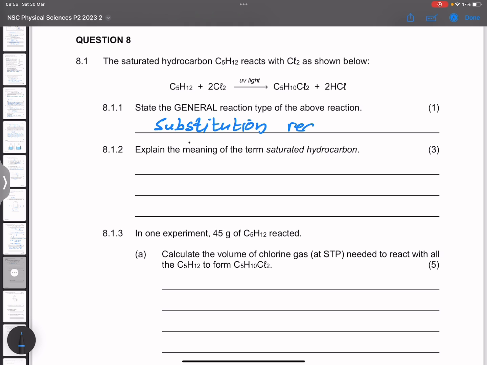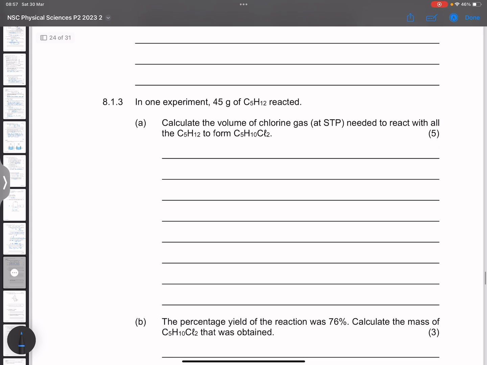All right, the next question. They say explain the meaning of the term saturated hydrocarbon. So what do we mean when we say that it's saturated? It means that all adjacent carbon atoms contain single bonds. Or you can say it is a compound with carbon atoms with a maximum number of hydrogens around each carbon. Please allow me not to write that one down.